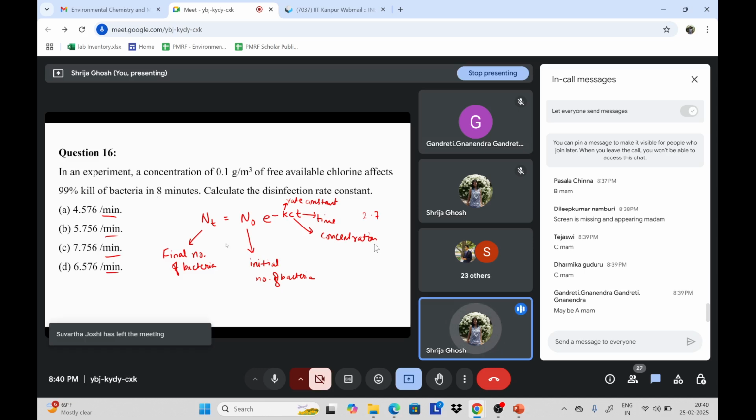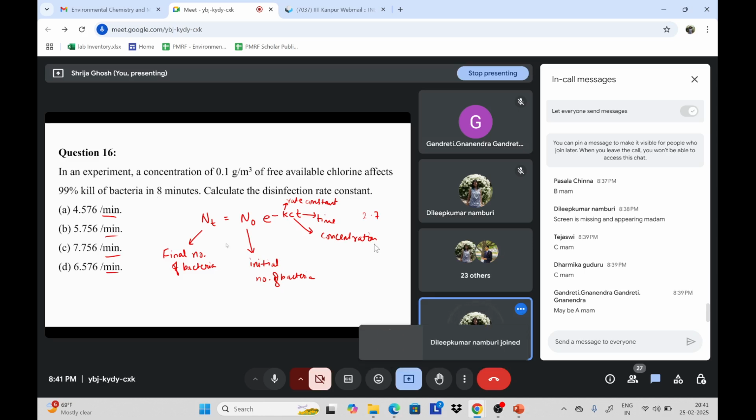If I have to take the whole term to the other side of the equation, what do I have to do? If I have to take the power, that is minus kct, to the left hand side of the equation, then e to the power minus kct will become natural log on the left hand side of the equation. So use that information and solve the question.